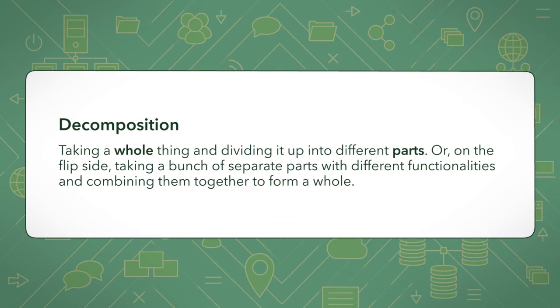Our definition of decomposition is taking a whole thing and dividing it up into different parts, or, on the flip side, taking a bunch of separate parts with different functionalities and combining them together to form a whole. What does this look like when programming? Is there any way we can expand this definition and make it more specific?